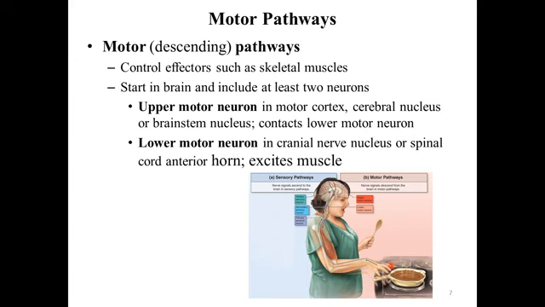Lower motor neurons are either in cranial nerve nuclei or the spinal cord. They exit the central nervous system and synapse with the effector, in this case, skeletal muscle fibers. Lower motor neuron signals are always excitatory because they synapse with skeletal muscle fibers. The image summarizes motor pathways that descend from the brain to the body, beginning with the upper motor neurons and ending with lower motor neurons that connect directly with skeletal muscle fibers.